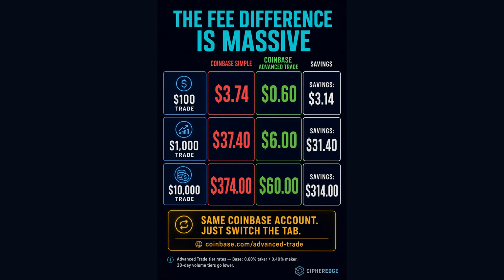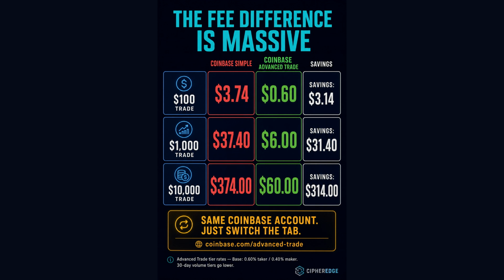Now, maker versus taker. This distinction matters, and it comes up constantly. A taker order executes immediately against an existing order on the book. You're removing liquidity. Market orders are always taker orders. The exchange charges more for this. That's the taker fee. A maker order doesn't execute immediately. It sits on the book and waits.